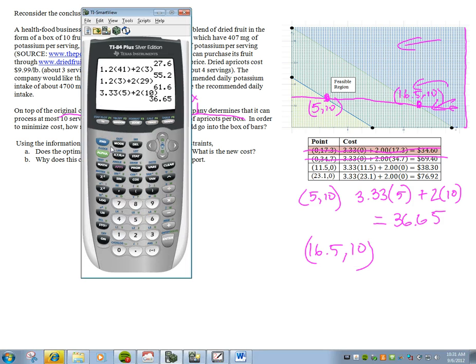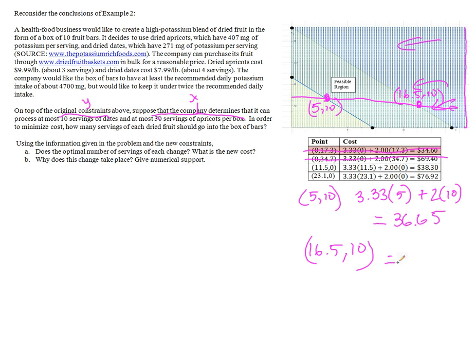We'll do that the same way: 3.33 times 16.5. You can already tell that this is going to be more expensive because the number of servings is greater. Plus 2 times 10. And that's going to be $74.9, which is almost the most expensive route to go.